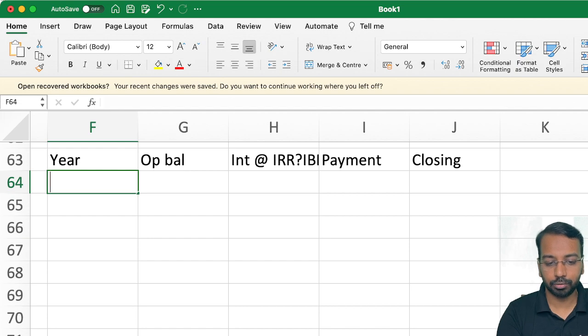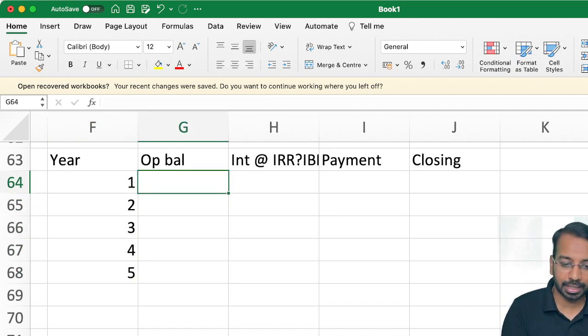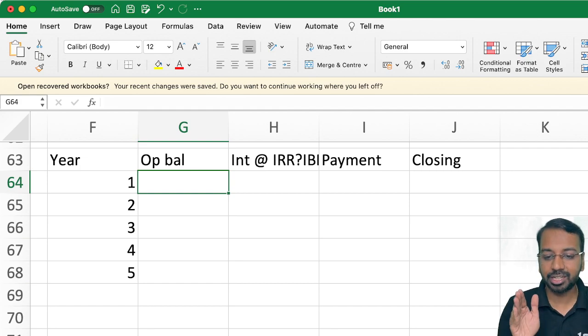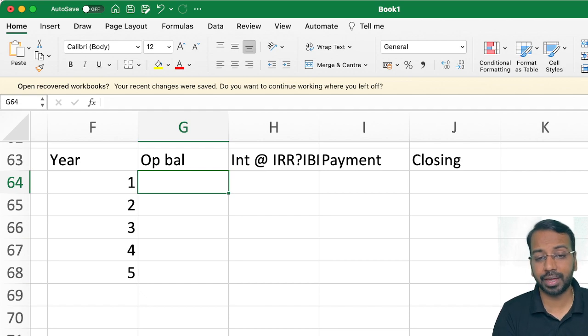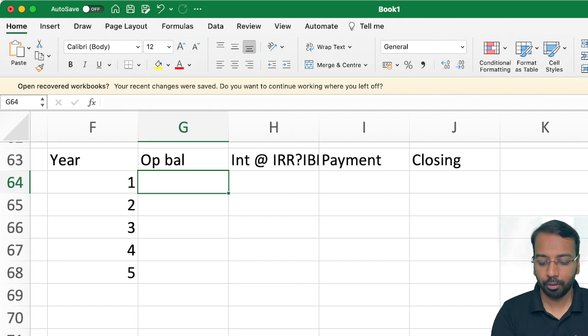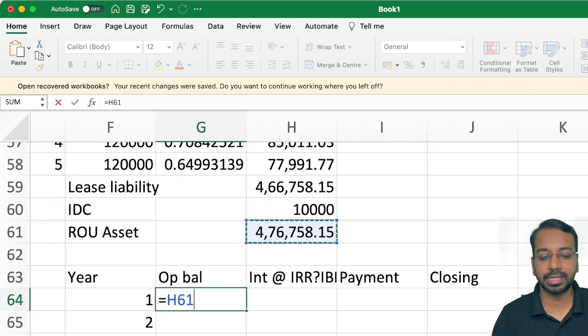Now year 1, 2, 3, 4, 5. Don't worry if you are not able to calculate at the speed of Excel, because I am using Excel for a purpose so that you understand how to calculate. I will be sharing this Excel link in the WhatsApp group that we have. So there also you can access it. And if you want to go back and revise, you can revise this. Opening balance of lease liability is 466,758.